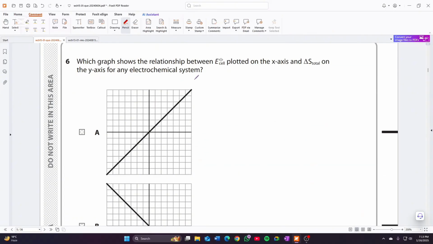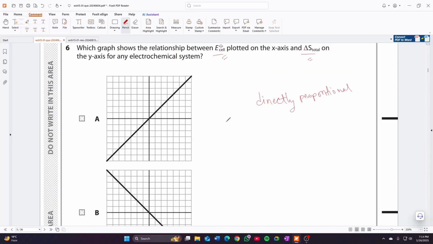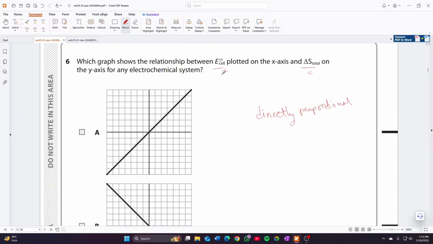Next, which graph shows the relationship between E cell plotted on the x-axis and the entropy on the y-axis for any electrochemical system? We already know that the E cell value and the entropy are directly proportional. That means if E cell increases, so will the entropy. Since they are directly proportional, our graph would be a straight line with a positive gradient, going through the origin. Since when E cell is 0, our entropy is 0, the answer would be A.